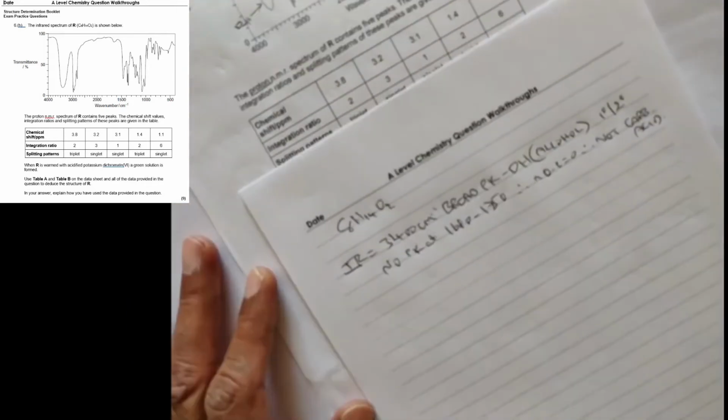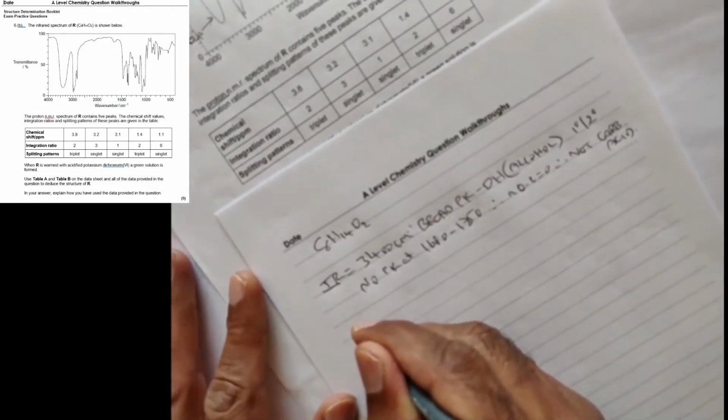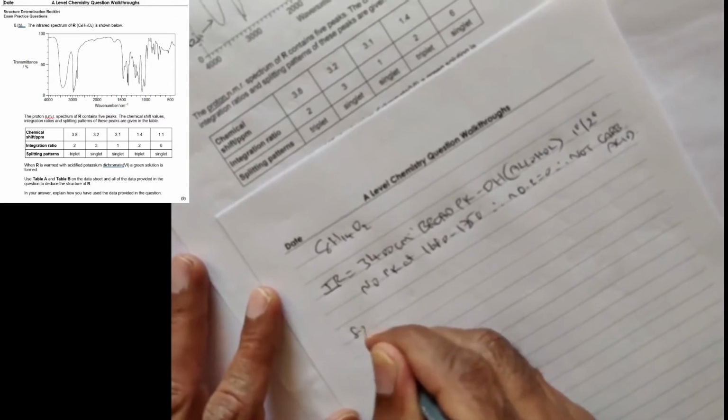Right, so you probably don't need to do this in the exam. I'm going to transfer some of this data onto my sheet here, just so it helps me explain and go through the answer. Right, so the chemical shift, there is a 3.8. Okay, so that's my data. Okay, let's start thinking about it.